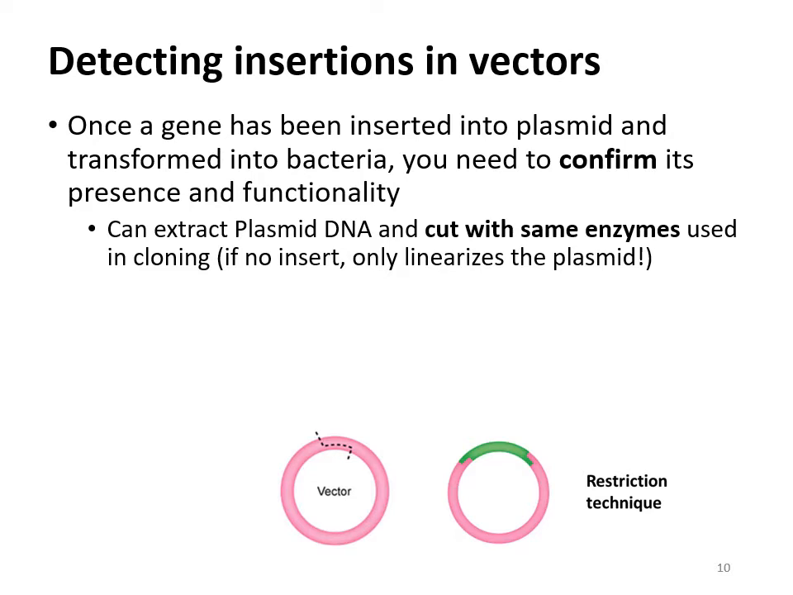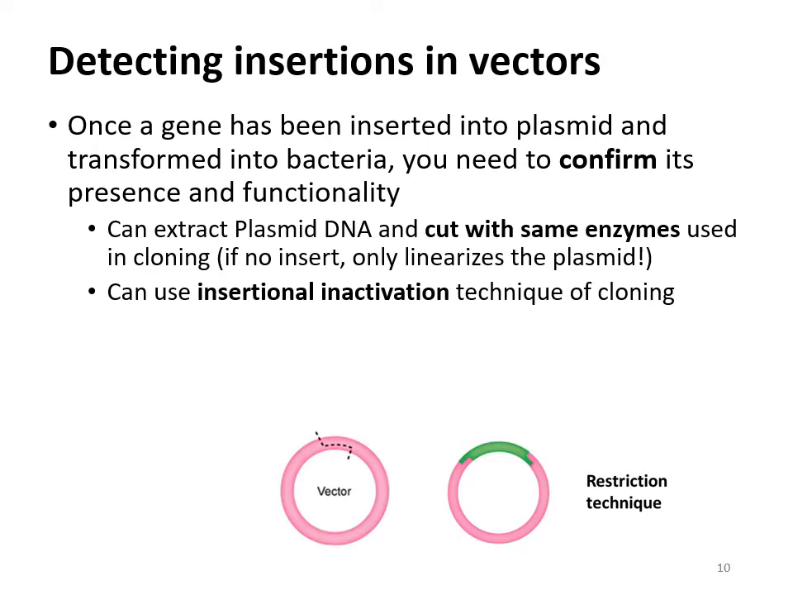Okay, so what we just covered here, if you want to detect an insert in the plasmid, one way is to simply extract the plasmid DNA and cut it with the same enzyme. If you see 1 band of DNA, then it is linear. It did not take in the insert. If you see two bands of DNA, then it did take in the insert. It successfully took in the insert.